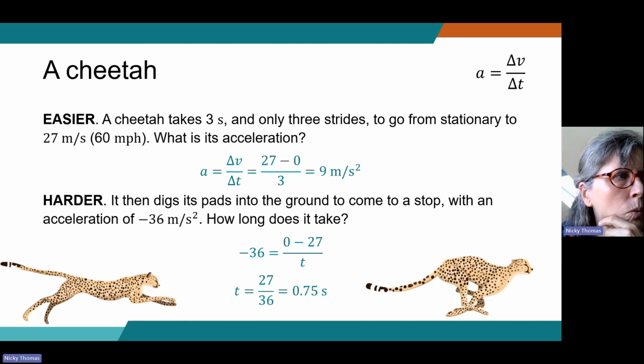The harder question, we have the cheetah slowing down. That's why we would say the acceleration is minus 36. And now we're working out the time. So when we look at delta t, we can substitute time, as long as we make an assumption that the acceleration is constant during the period of deceleration. So we substituted that minus 36, that naught minus 27, and then we've got time t under there.